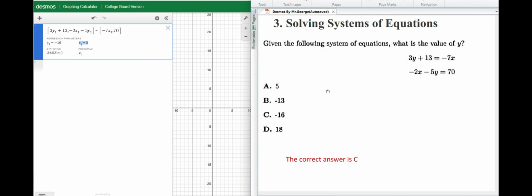And some students asked me, just graph the two lines and get the point of intersection. Yes, but you will need this later on for harder questions, and I will show you later in different videos.